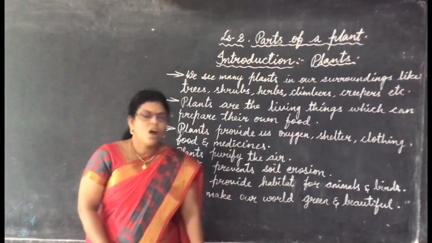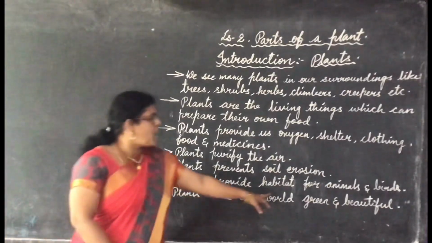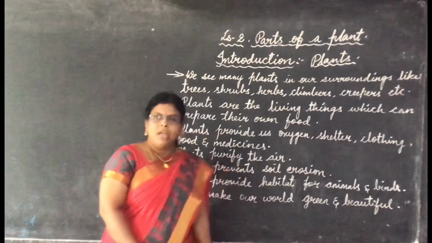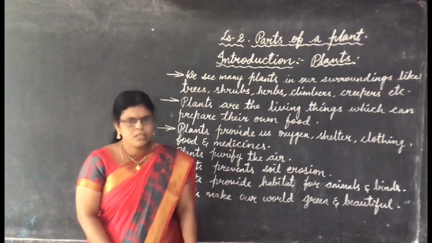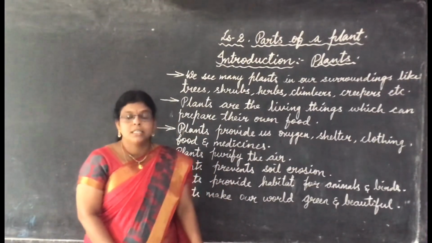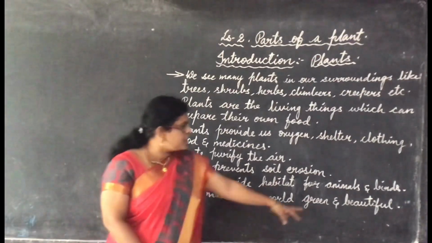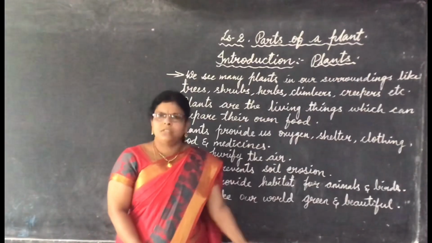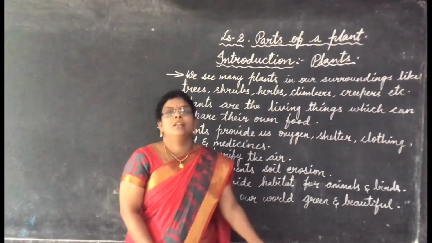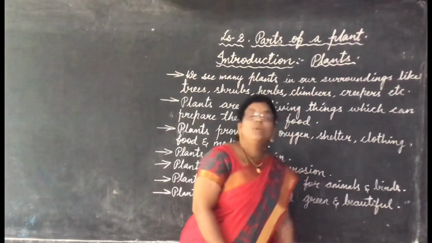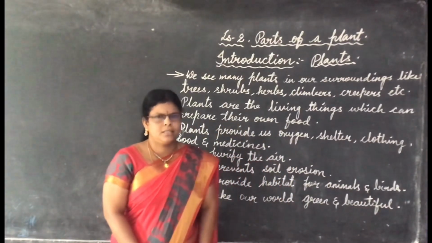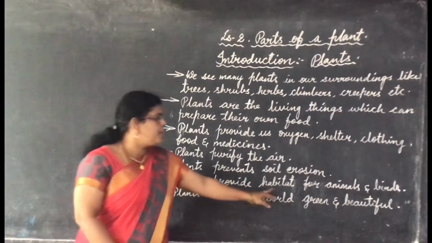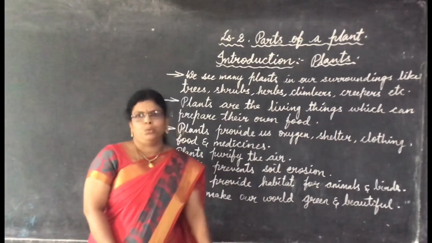Isn't it children? Okay. Then plants provide habitat for animals and birds. Where do birds live and where do the animals live? Animals build a house? Birds live in a house? No. Their house is nothing but the forest. Wild animals like lion and cheetah, where do they live? They live in the caves, yes. But where are they? In the forest. And where do birds build their nest? On the trees. So by this we know that plants provide habitat for animals and birds.